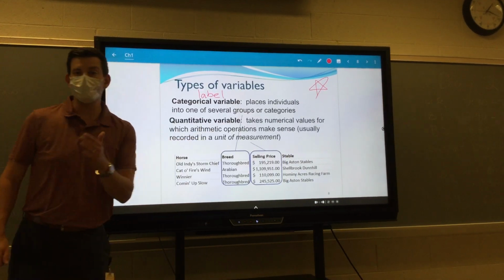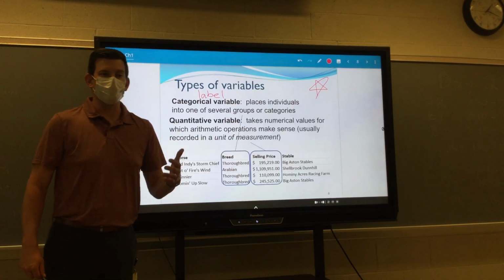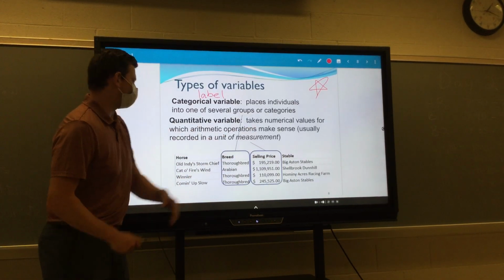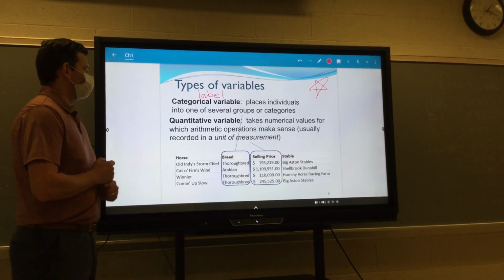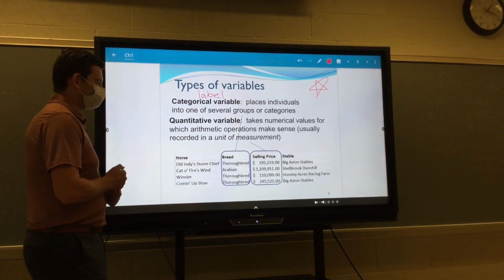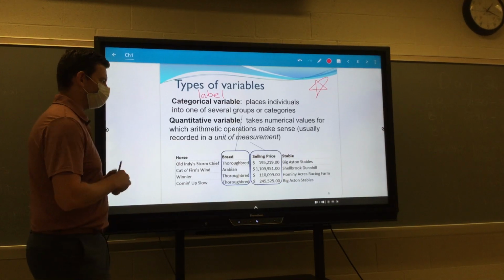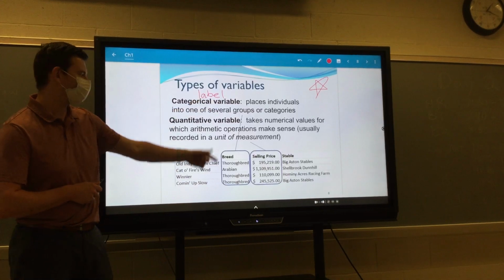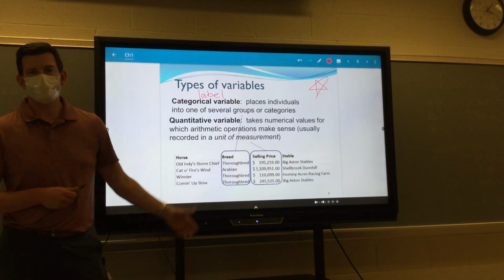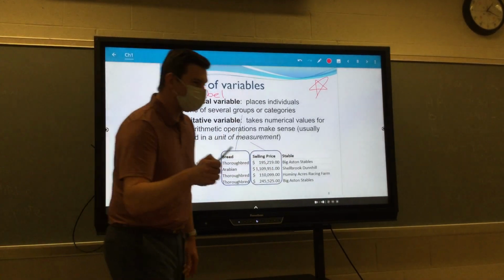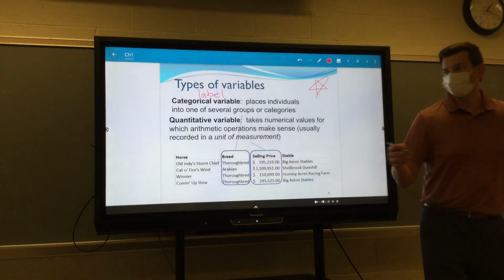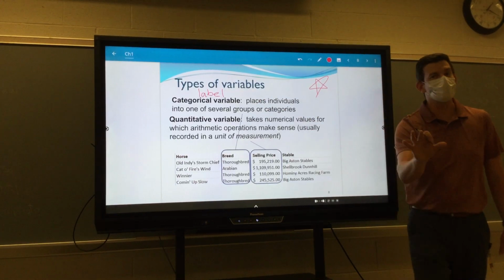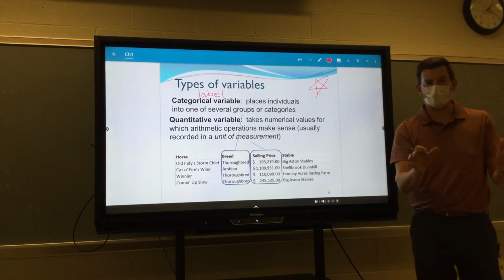As opposed to a quantitative variable, there is a number, a value that is associated with it. It takes numerical values for which arithmetic operations make sense, usually recorded in a unit of measurement. And so we see the breed of the horse is a categorical variable, the selling price is a quantitative variable. Usually it's as easy as: this is a number, this is typically not a number. However, that's not always the case.